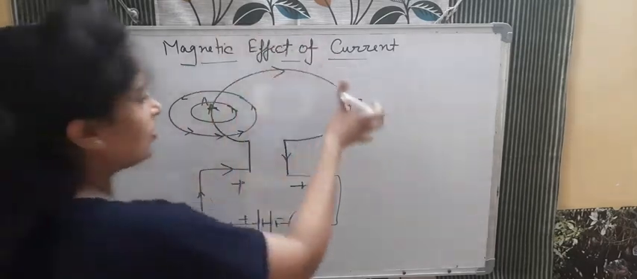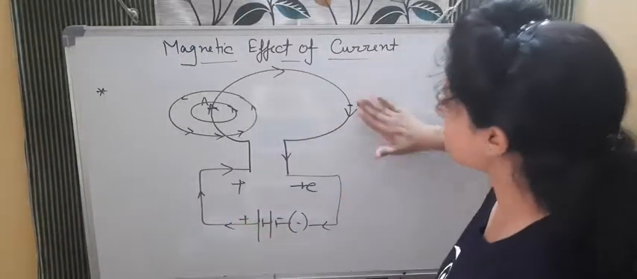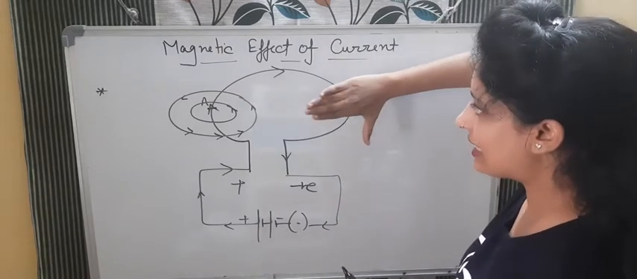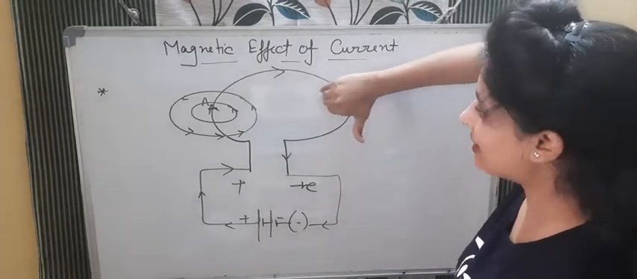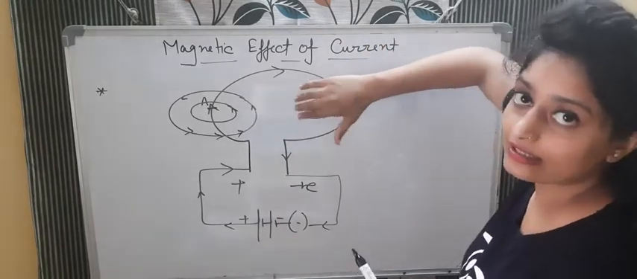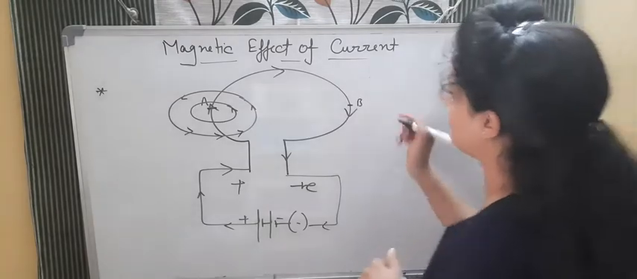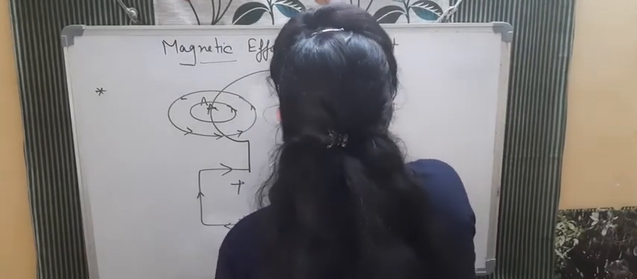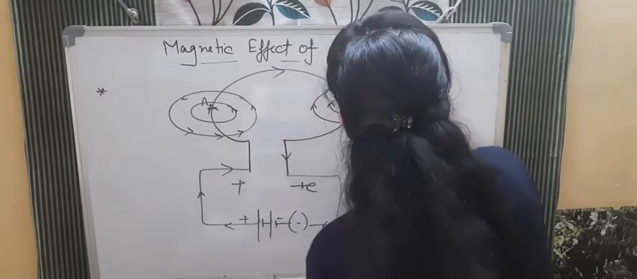For this particular part, what is there? Current is going again into the board, but on this side, current is downward, so this was anti-clockwise, this one will be clockwise. So see how? Clockwise. It will go like this.